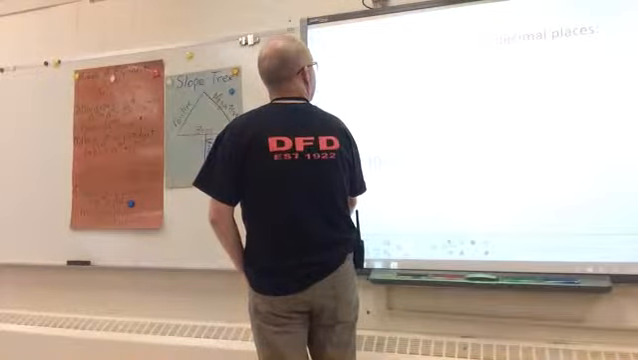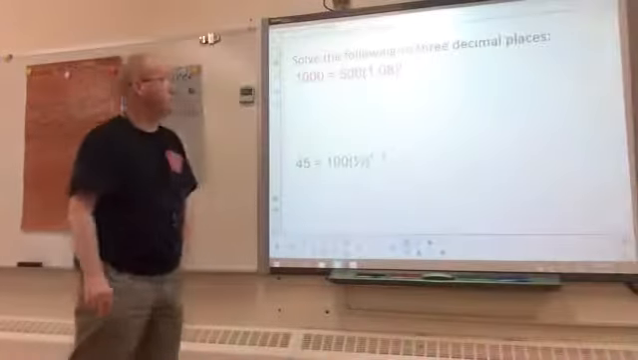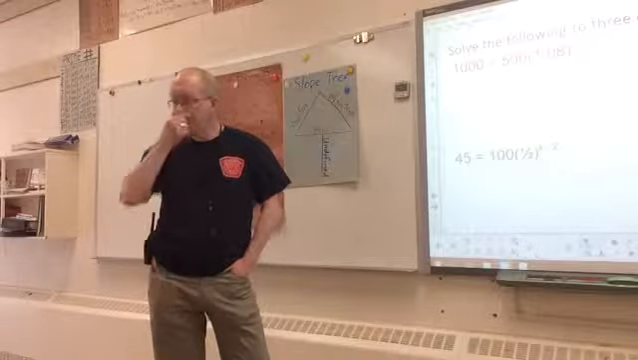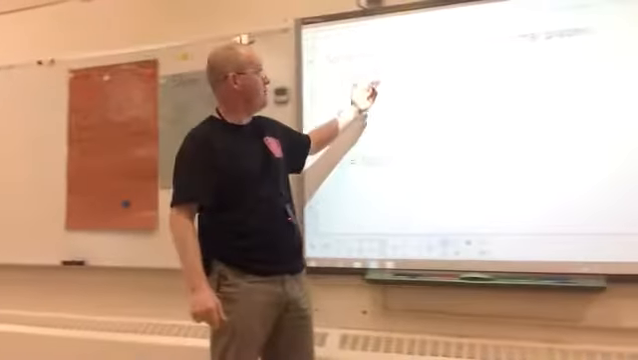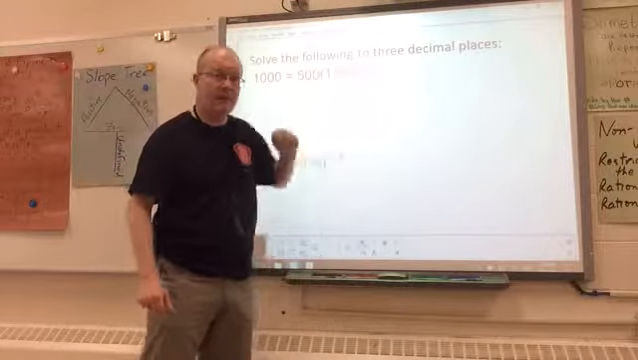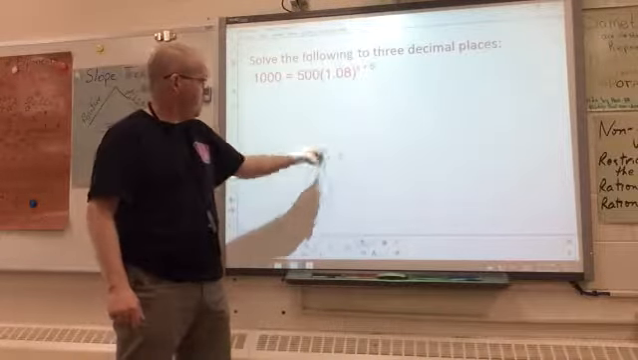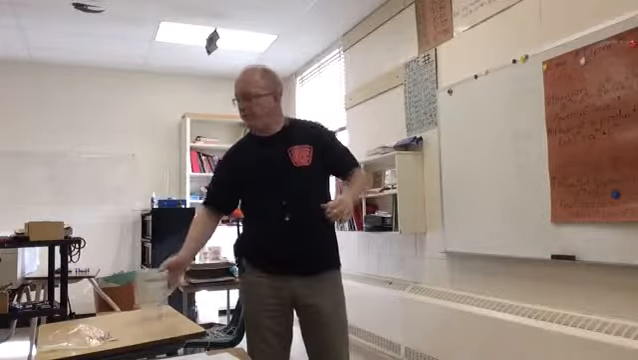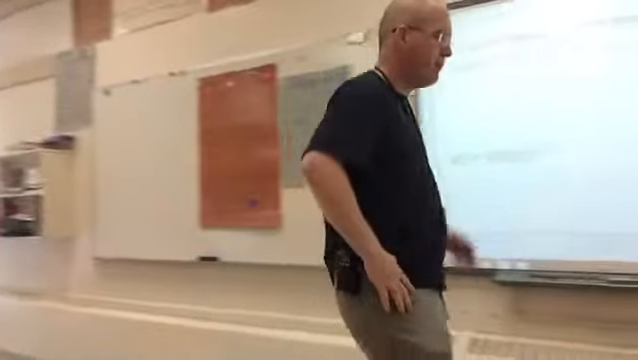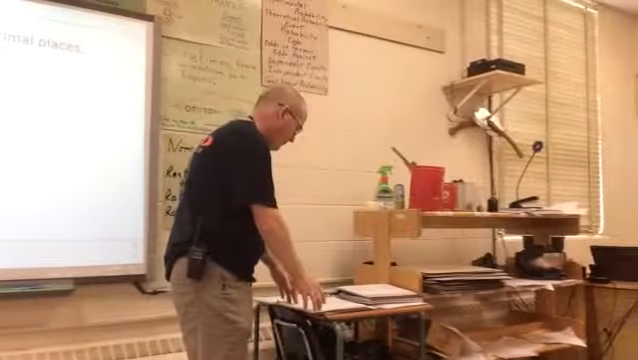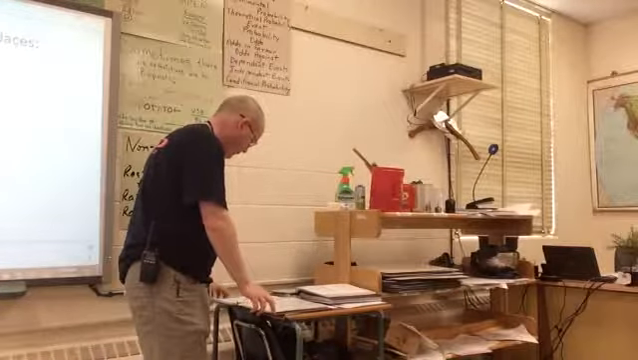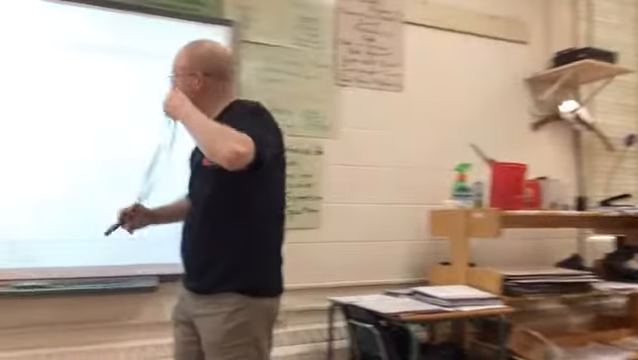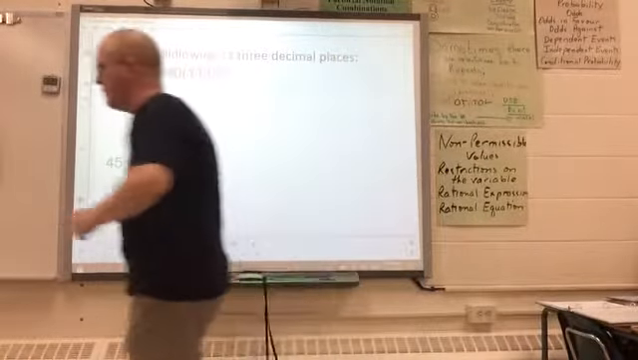I was going to say another example here. Okay. So, I'm going to have you guys do these two. So I'll put them up on the board. 1,000 equals 500 times 1.08 to the x plus 5. And 45 is 100 times 1/2 to the x minus 2. Solve these for me, please, algebraically, not graphically. I'll get some brave person to come up and do that.